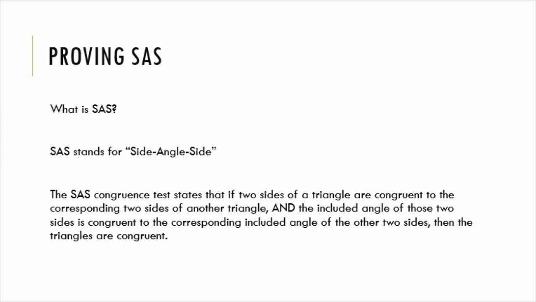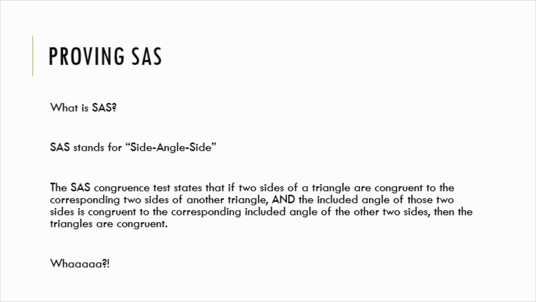So the SAS congruence test, or postulate, whichever one you want to use, states that if two sides of a triangle are congruent to the corresponding two sides of another triangle, and the included angle of those two sides is congruent to the corresponding included angle of the other two sides, then the triangles are congruent. What? So what exactly does that mean?